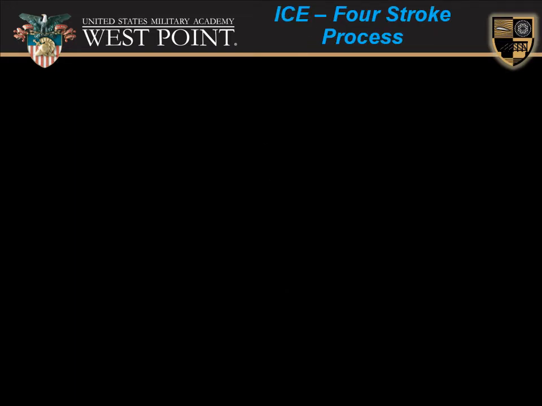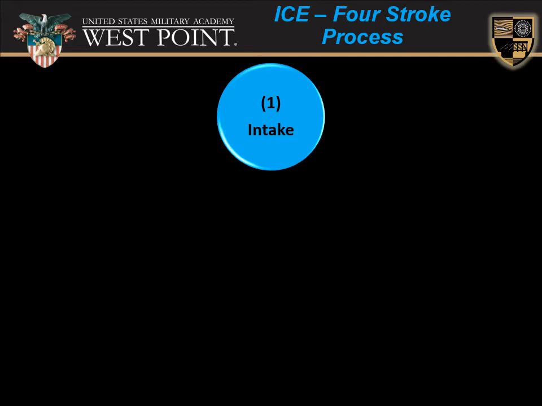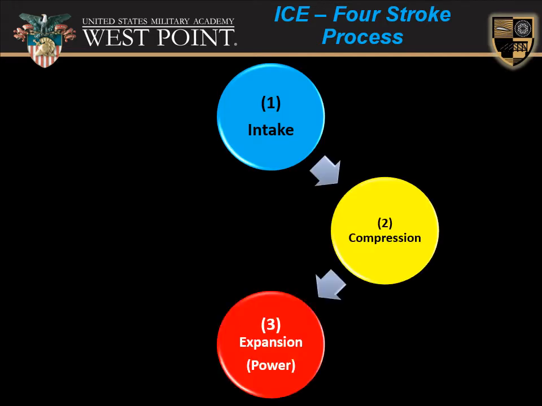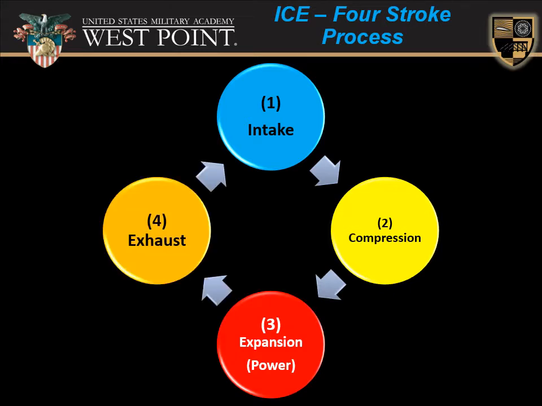We're going to focus in this course primarily on four-stroke process internal combustion engines. So the first step is intake, the next is compression, next is expansion or power stroke, and the last is the exhaust stroke. And because it's a cycle, it will continue to repeat itself. Now, in a two-stroke engine, the intake and compression are combined into 1 stroke, and the expansion and the exhaust are in 1 stroke. But for a four-stroke engine, intake, compression, expansion, exhaust are all separate strokes.